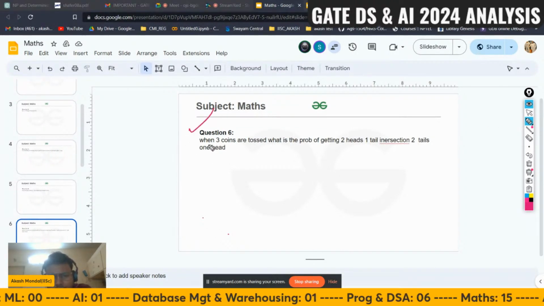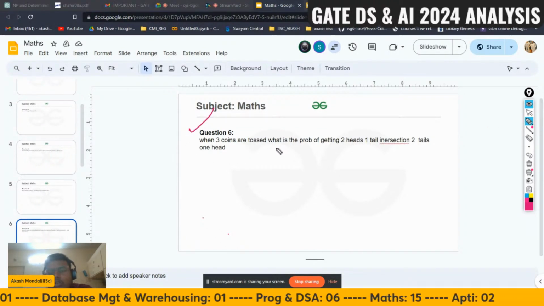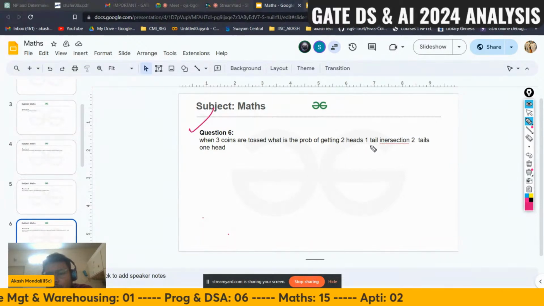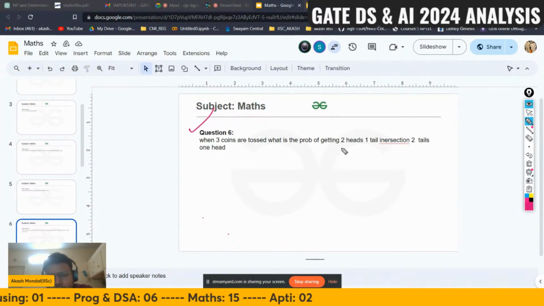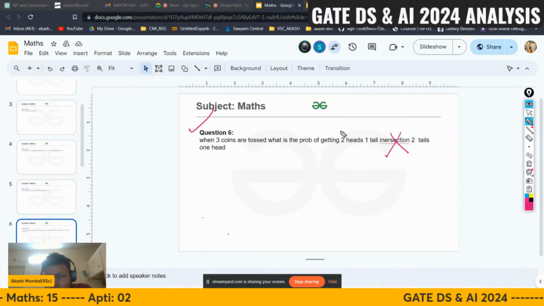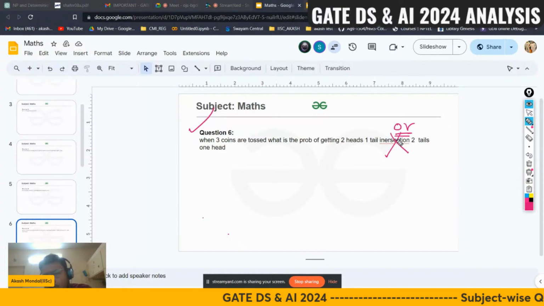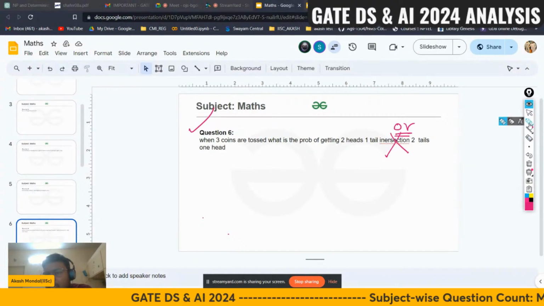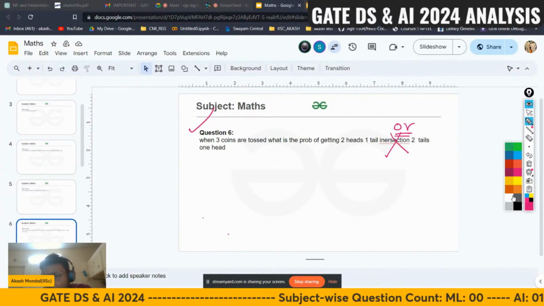Again, this question says, when three coins are tossed, what is the probability of getting two heads, one tail, intersection, two tails, one head? I think this should be union. This cannot be intersection because then the probability would be 0. So it has to be union.